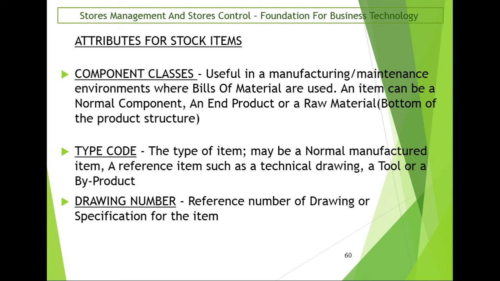An item could also be a byproduct of the manufacturing process, but because it is useful, you take that byproduct and you put it into your stores, because either it is going to be sold or it is going to be issued internally for consumption. So that is the purpose of the item type code.